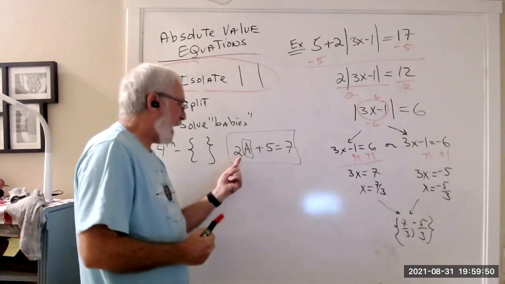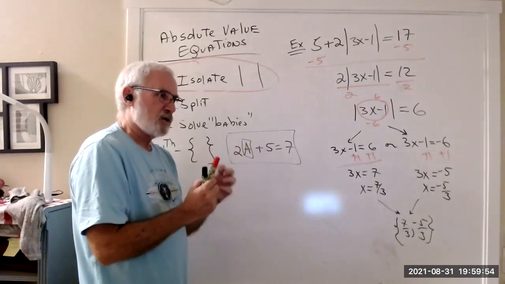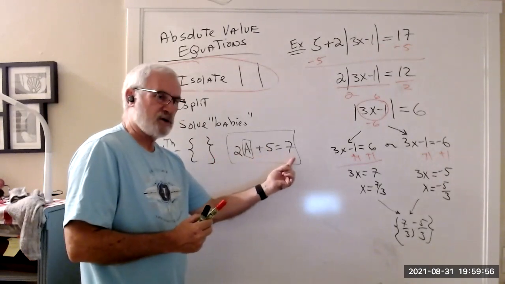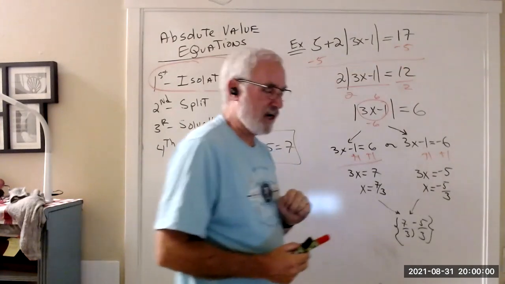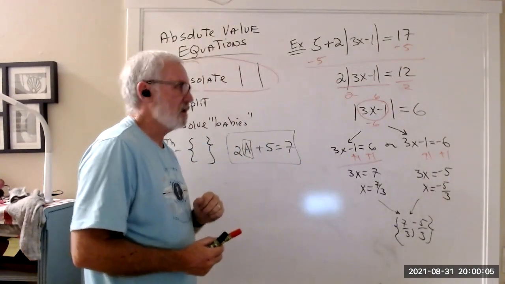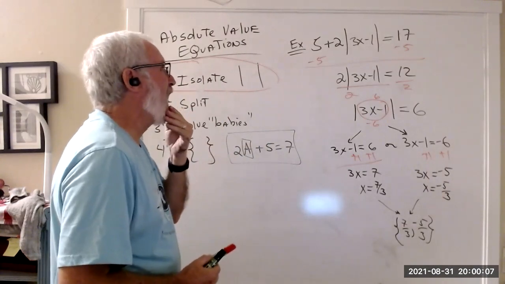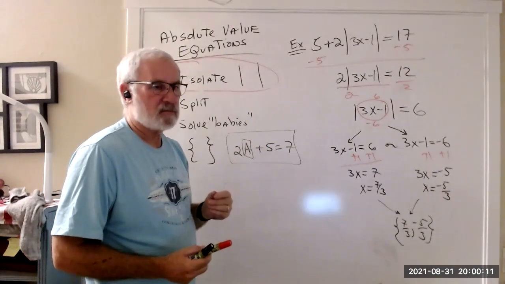So you can't add 2a and 5. They're not like terms. So you had to get rid of the 5 first. That's what I did here. Is that kind of okay or not? Yeah. So instead of writing out the 3x minus 1, you put A so that I can just solve this. Yeah. Okay. Thank you.